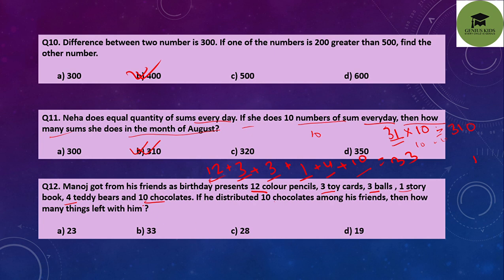But he distributed all these chocolates among friends. So actually he received 33 and then he distributed these 10 chocolates. So he gave away these 10 chocolates from our presents. So how many are left? It will be 23. So 23 things are left with him after giving away the 10 chocolates. Okay. So the answer is 23.